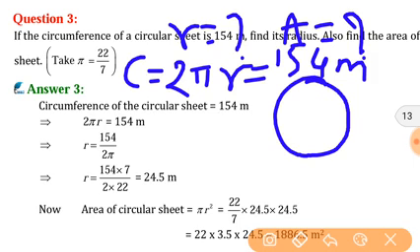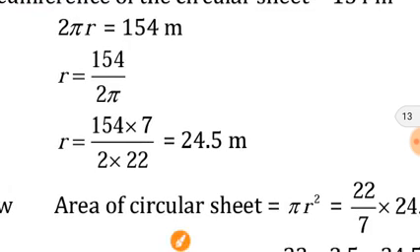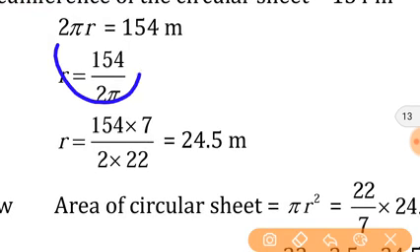Here we can write 2 pi r. The circumference of the circular sheet is 154, meaning 2 pi r is equal to 154 meter. So what I'll do is transfer the 2 here, so it becomes a division.